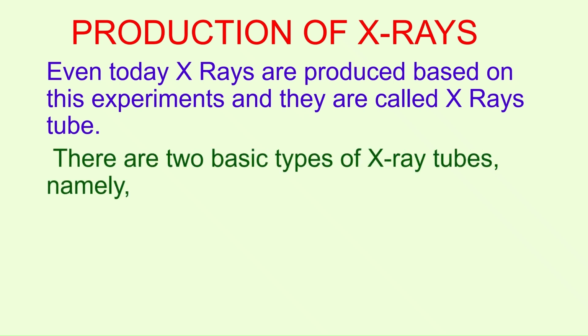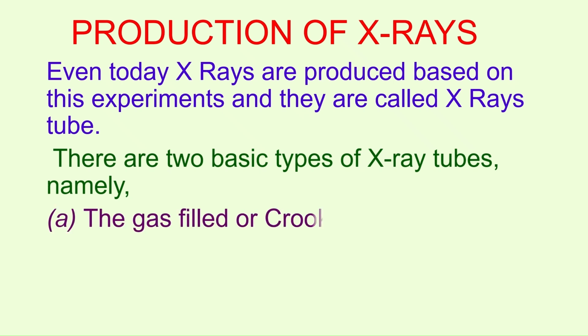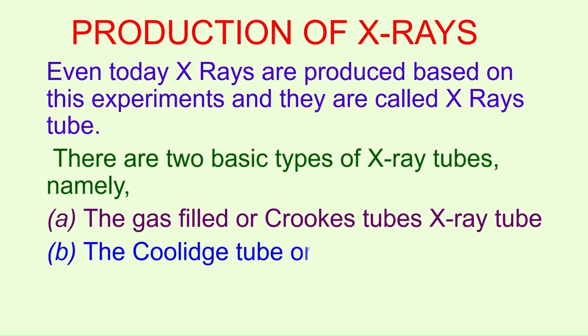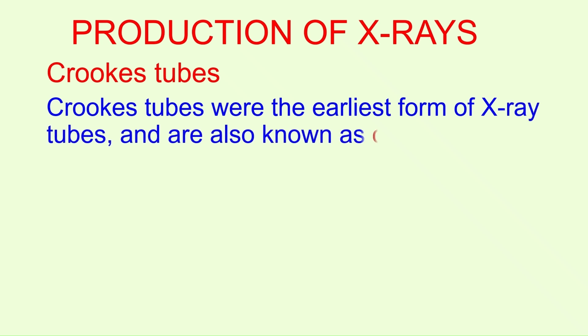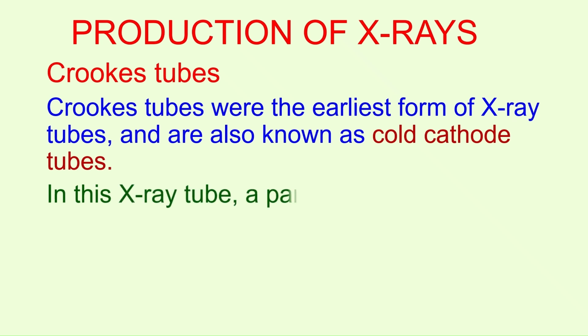There are two basic types of X-ray tubes, namely A. The gas-filled or Crookes X-ray tube, B. The Coolidge tube or hot filament tube. Crookes tubes were the earliest form of X-ray tubes, and are also known as cold cathode tubes.